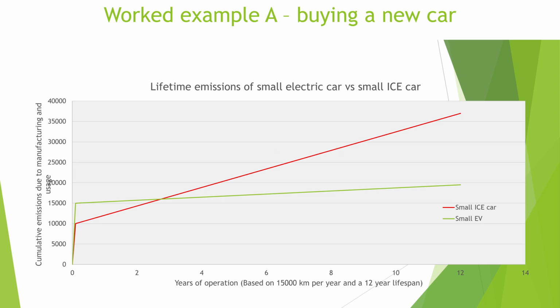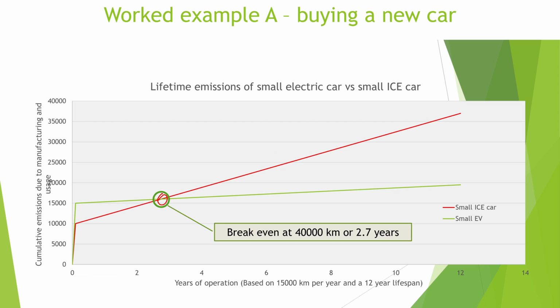Okay, I showed you it in a table form. Here we have it in a graph form, using the same methodology as before, the break-even point at 40,000 kilometers or 2.7 years. And you can see that there's really quite a dramatic difference when you see it graphically between the through-life emissions of the two vehicles. And that's why the total lifetime emissions of the EV will be approximately 50% of those of the ICE.